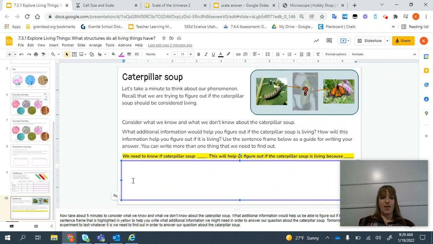So here's the sentence frame. We need to know if caterpillar soup blank. So what do we need to know about the caterpillar soup? And then this will help us figure out if the caterpillar soup is living because, and then you tell me why or how it would help us figure out if caterpillar soup is living or not. So you should only need to take about 5 minutes to finish this slide, and then you are done.